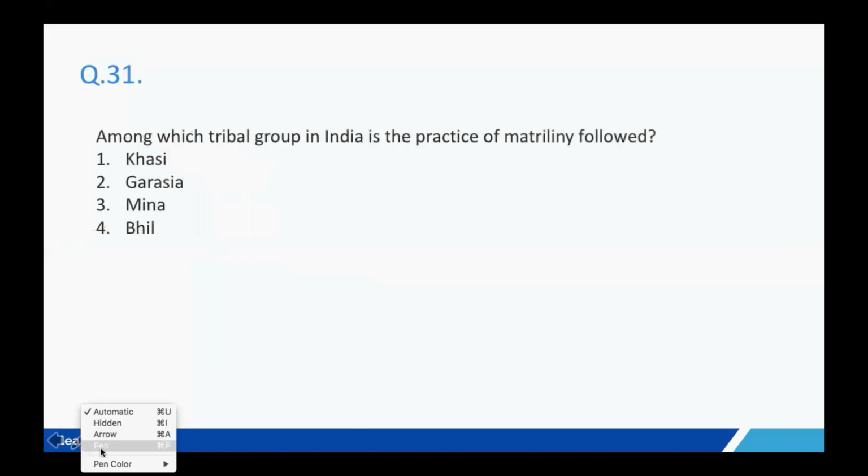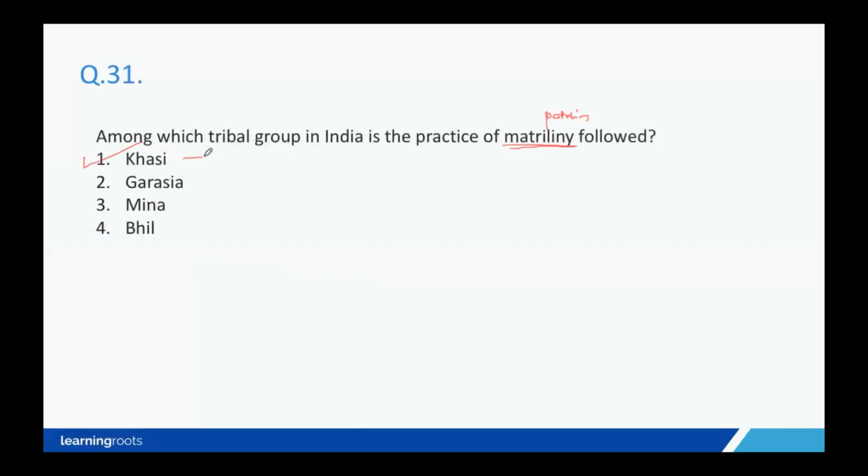Fine. Coming to the tribe in which the practice of matrilineal is followed. So matrilineal is different from patrilineal. The system that we use is patrilineal, where the ancestry or the ancestral descent is traced through paternal lines, whereas in matrilineal, this is through maternal lines, right? So the Khasi tribe is one of those tribes which is unique in the sense that they follow the practice of matrilineal, right? The remaining tribes don't.